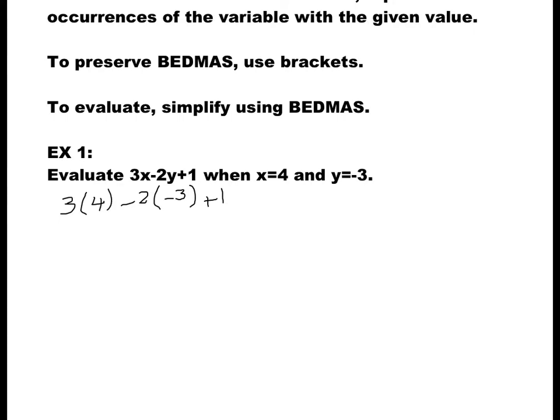Now we are going to expand and then simplify. 3 times 4 is going to give you 12. 2 times negative 3 is going to give you plus 6, and plus 1. And the answer is 12 plus 6 is 18 plus 1 is 19. So the answer after substitution and evaluation of 3x minus 2y plus 1 when x is 4 and y is negative 3 is just 19.